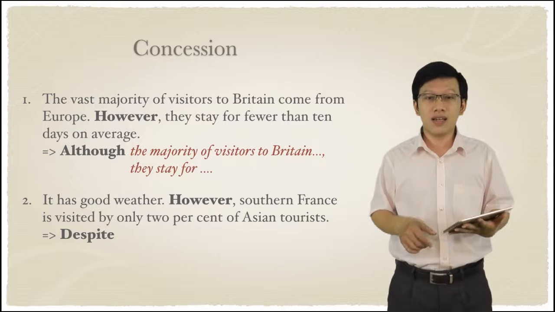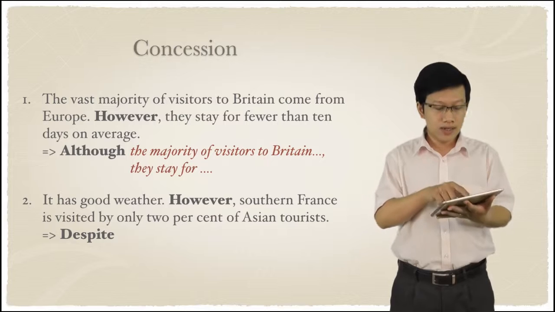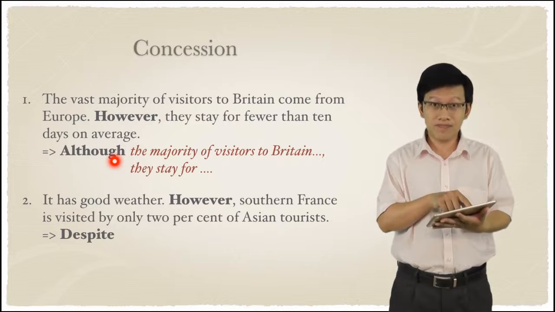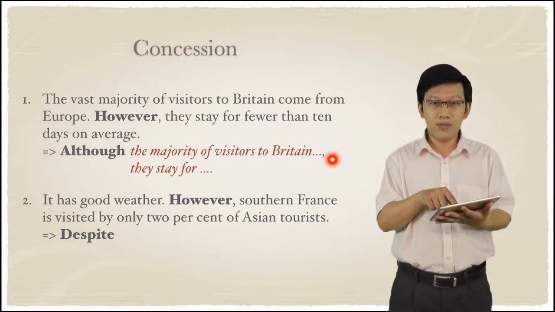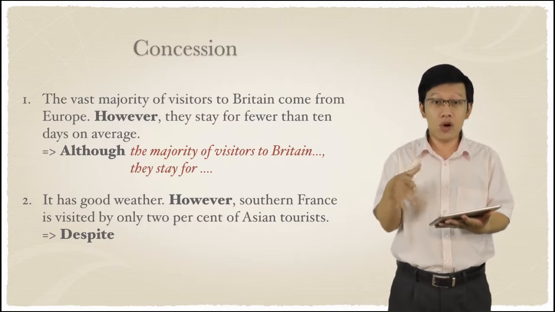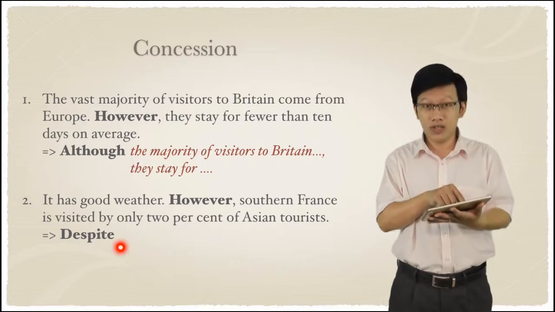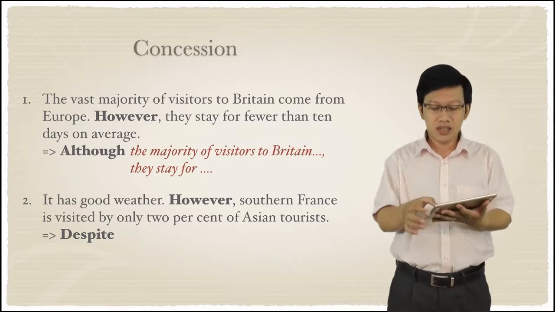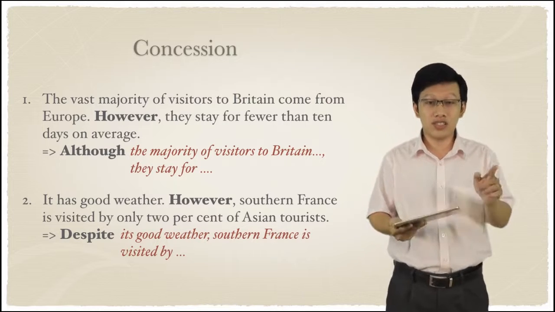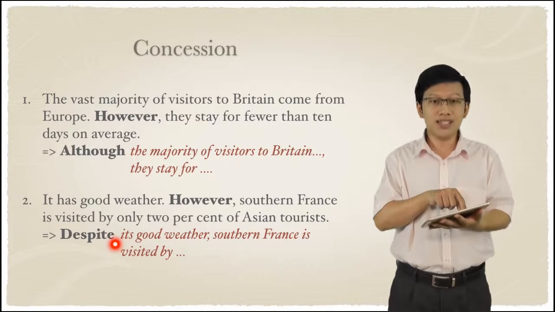So your answer is going to be something like, although the majority of visitors to Britain, and so on, comma, they stay for. When you use although, it normally comes at the beginning. Or it can come in the middle, but then in that case you have to change the position. Like they stay for so many days, although the majority of visitors. Something like that. Now when we use despite, it is different. After despite, we need a noun phrase. So what's the answer? Despite its good weather, southern France is visited by. Here, we can say although it has good weather, but when we say despite its good weather.